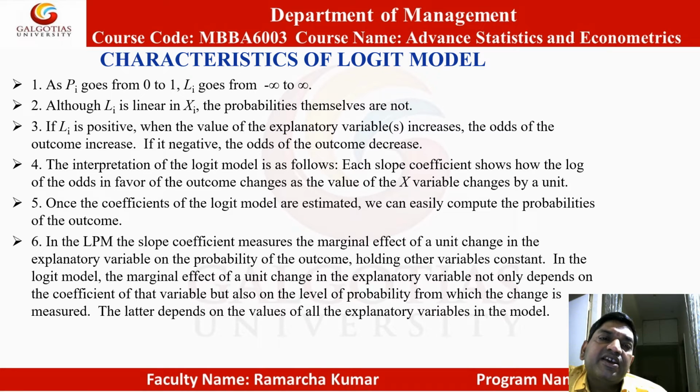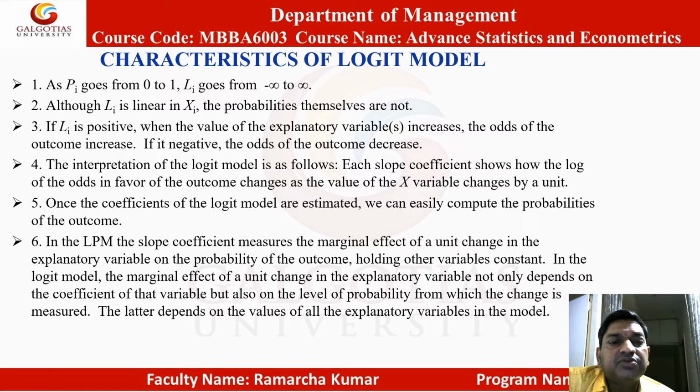If β is positive, when the value of the explanatory variable increases, the odds of the outcome increase. If it is negative, the odds of the outcome decrease. The interpretation of the Logit model is as follows. Each slope coefficient shows how the log of the odds in favor of the outcome changes as the value of the x variable changes by a unit. Once the coefficients of the Logit model are estimated, we can easily compute the probabilities of the outcome.